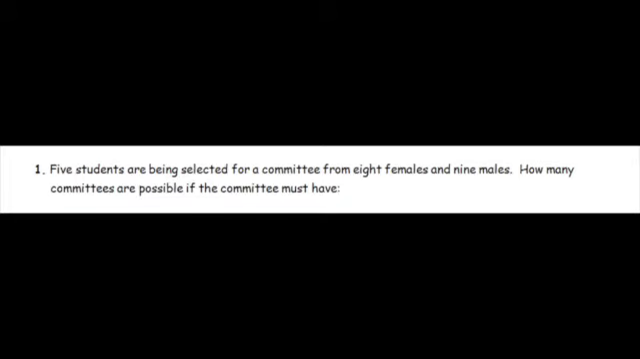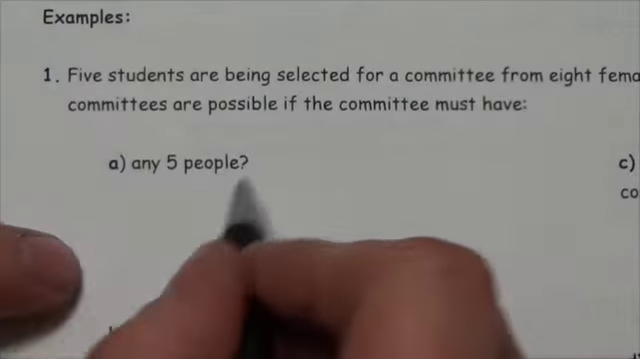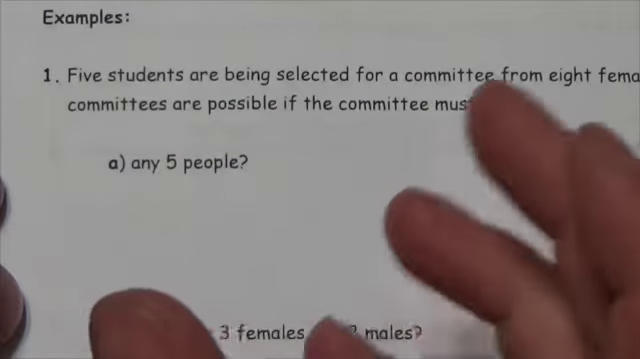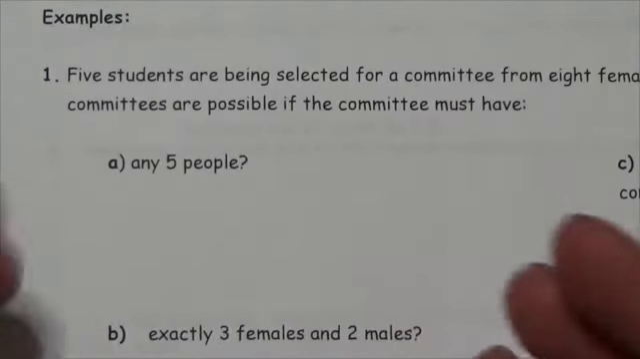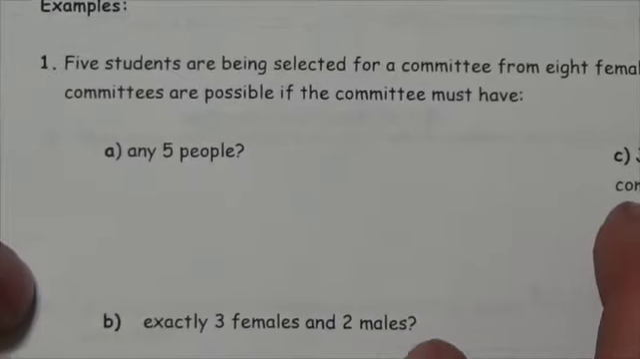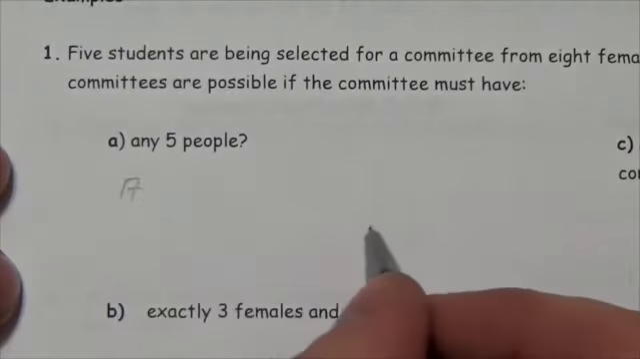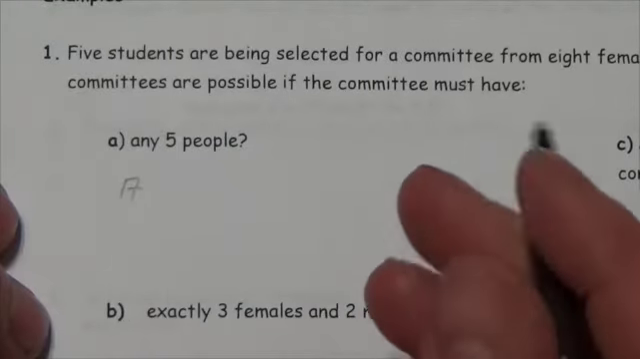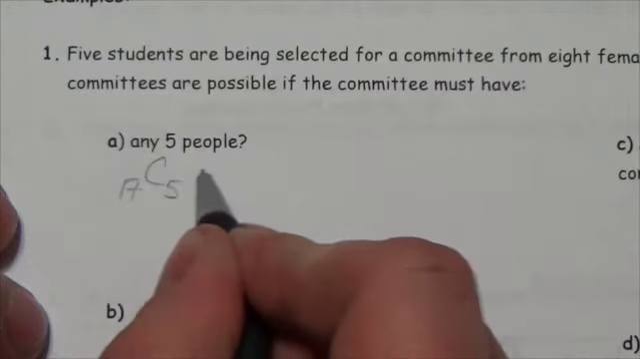5 students are being selected to form a committee from 8 females and 9 males. How many committees are possible if the committee must have any 5 people? In this case, if we only care about grabbing a 5-person committee, this is really quite a simple question to work with. Now you just have to figure out how many people you have to start off with. Well, we had 8 females and 9 males, so it's 17 people. We don't really care what order they're chosen in. What matters is belonging to the committee. So order is not important here. So this becomes 17 choose 5.